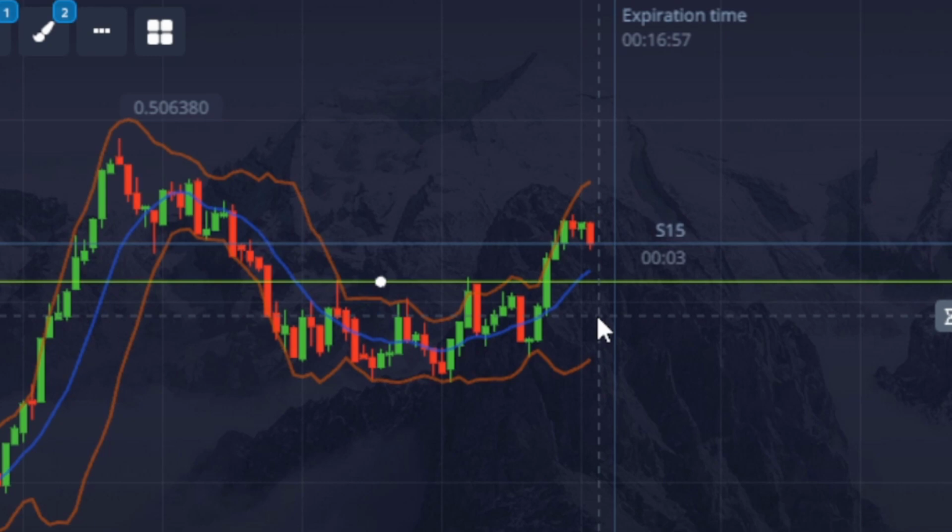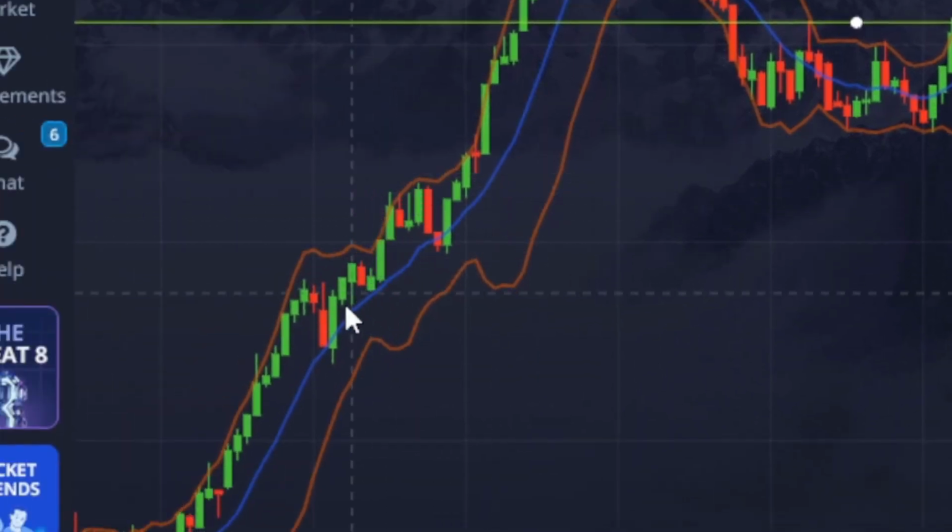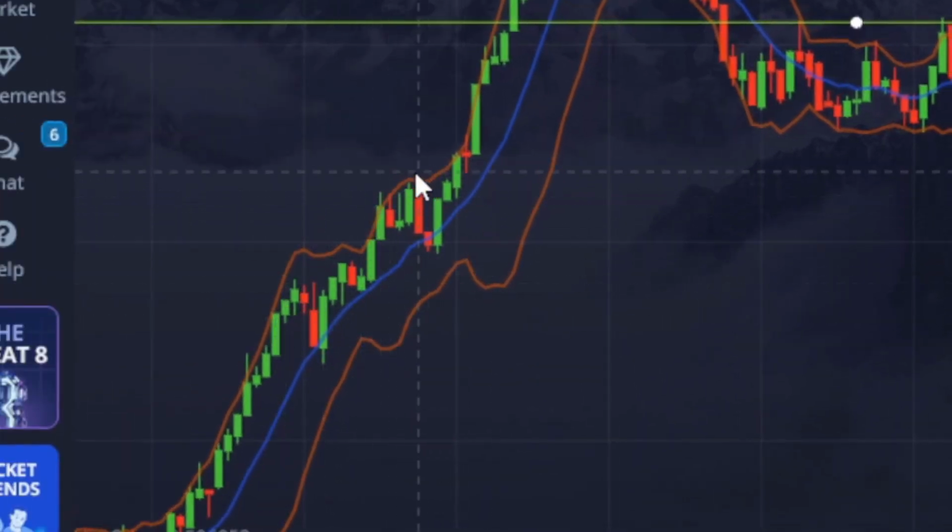Okay? If it's very close, you still go in. For example, I'm going up very fast and the bands are right very high.